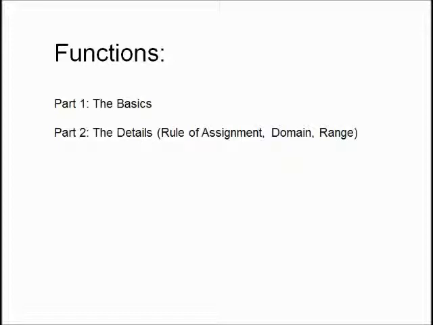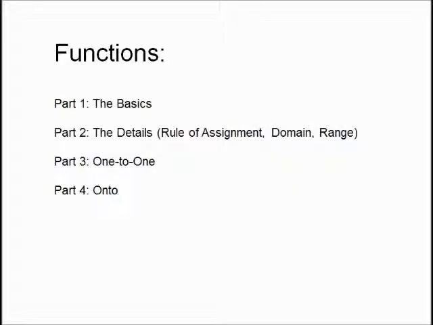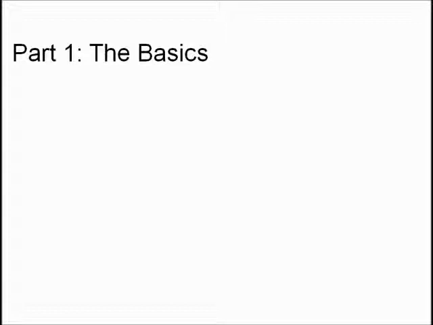There's a rule of assignment, something called domain and range. Part 3, we're going to talk about what it means for a function to be one-to-one. And part 4, we're going to talk about what it means for a function to be onto. Okay, on to the easy stuff.